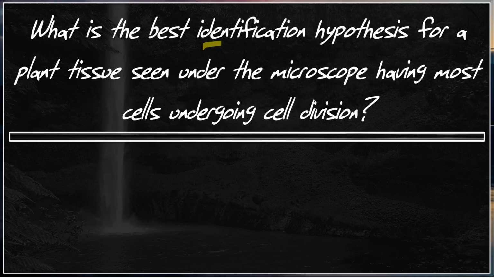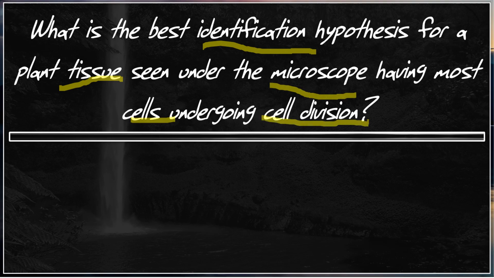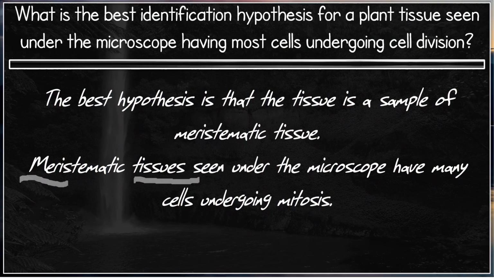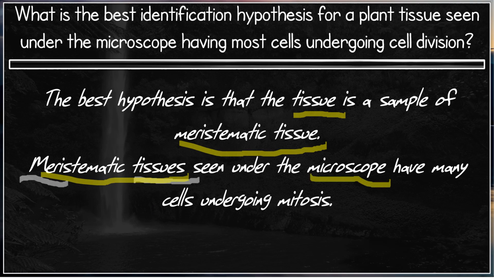What is the best identification hypothesis for a plant tissue seen under the microscope, having most cells undergoing cell division? The best hypothesis is that the tissue is a sample of meristematic tissue. Meristematic tissues seen under the microscope have many cells undergoing mitosis.